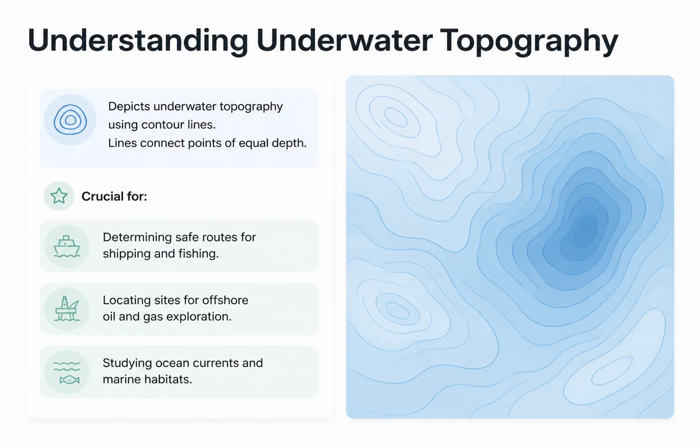The map depicts the underwater topography of India's coastal region. Those lines are contour lines that connect points of equal depth, showing the shapes and drop-offs of the seafloor. Understanding this underwater landscape is crucial. It helps navigators determine safe routes for massive shipping vessels, assists engineers in locating stable sites for offshore oil rigs, and helps scientists study ocean currents and marine habitats. Next, we will shift our focus away from the mainland to explore the fascinating geography of the Indian islands.